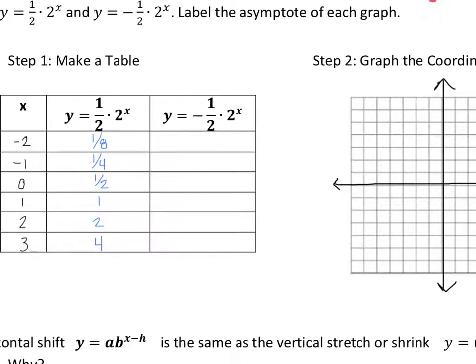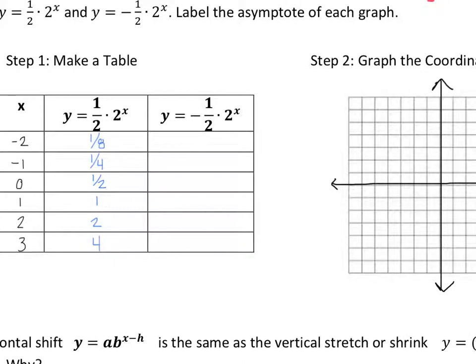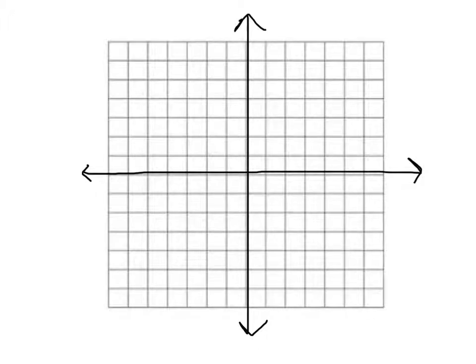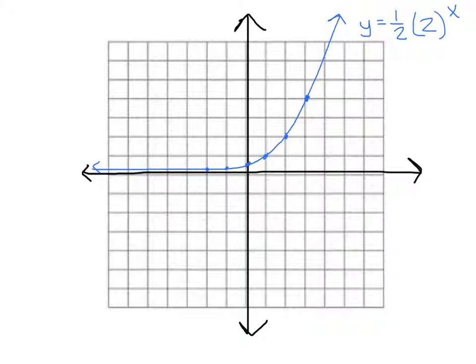Okay, so -2, 1/8. It's just barely off the line. The fourth is barely higher than that. Half is our intercept. 1, 1, 2, 2, 3, 4. We're going to graph two graphs on the same graph. That was a lot of saying graph. So I labeled that one so we know which is which.